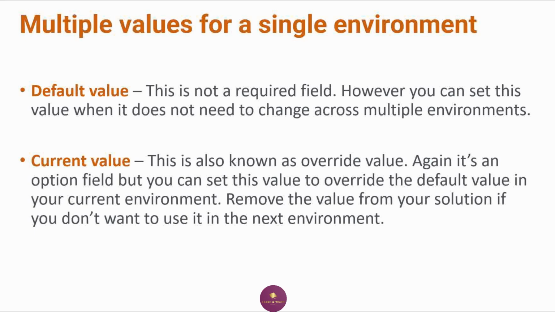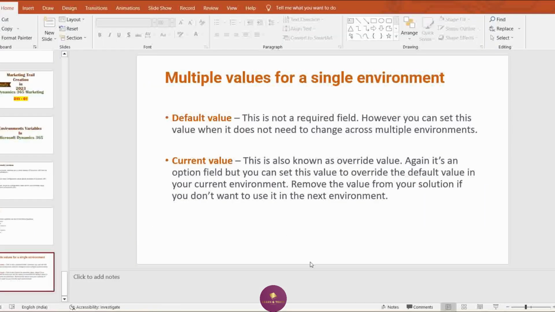Both are optional. The default value is for when you don't want to change the value whenever you are moving from prod to dev or test like that, so you want to fix the value, then you can go with the default value. And if you want to change the value from one environment to other environment, then you can use the current value. Let's go to the CRM and see how to create the environmental variable.